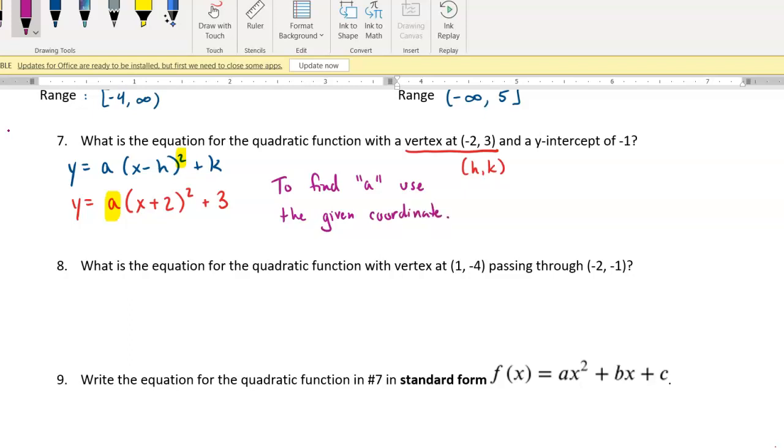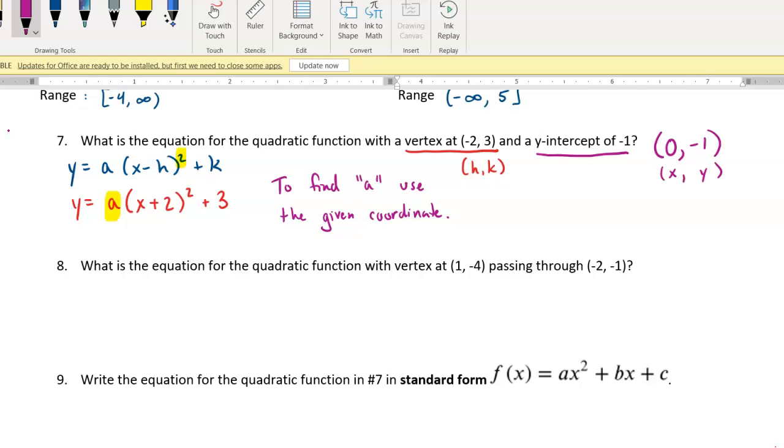So to find a, we're going to use the given coordinate. Well, you might be saying, what do you mean? What other coordinate do they give us? All I see is a coordinate for the vertex at negative 2 and positive 3. We already used that. Well, they also tell us that the y-intercept is negative 1. What does that mean? Remember, think about the y-axis. Where it crosses the y-axis, that's always where x is 0. So that would be the coordinate 0, negative 1, where 0 is x and y is negative 1. So we're going to plug that into our equation.